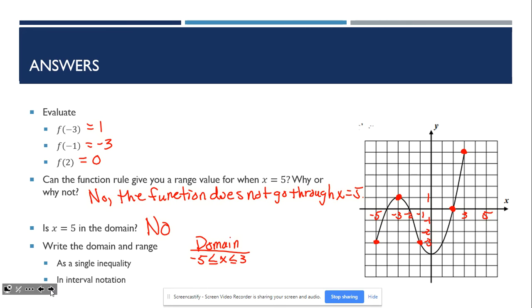For the interval notation, I'm going to include -5, and my max bound, my high bound, is going to be at 3, and that is also included.